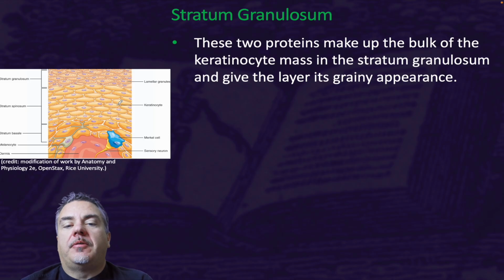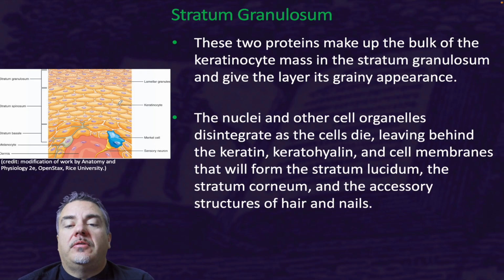These two proteins make up the bulk of the keratinocyte mass in the stratum granulosum and give the layer its grainy appearance. The nuclei and other cell organelles disintegrate as the cells die, leaving behind the keratin, keratohyalin, and cell membranes that will form the stratum lucidum, the stratum corneum, and the accessory structures of hair and nails.